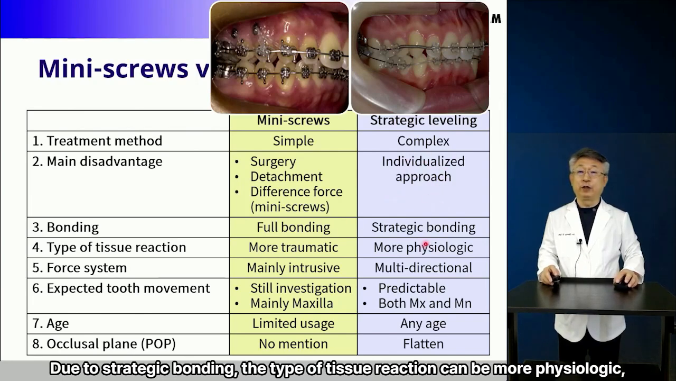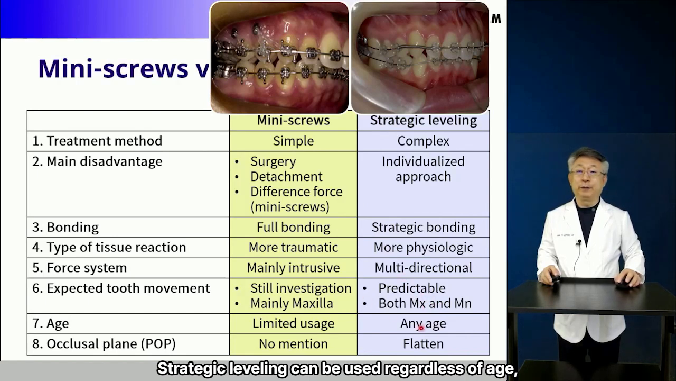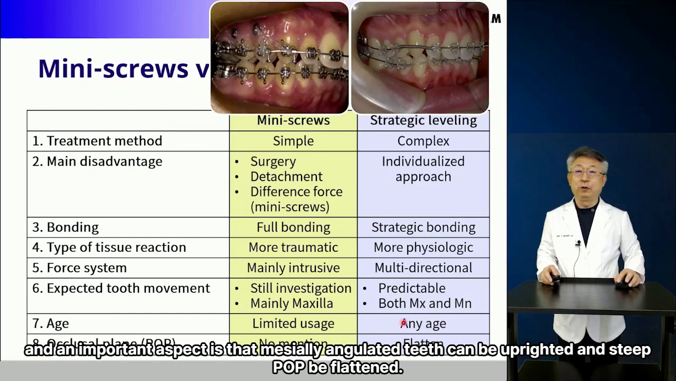Due to strategic bonding, the type of tissue reaction can be more physiologic. And the multidirectional force system of strategic leveling makes tooth movement more predictable in both the maxilla and mandible. Strategic leveling can be used regardless of age. And an important aspect is that mesially angulated teeth can be uprighted and steep POP be flattened.